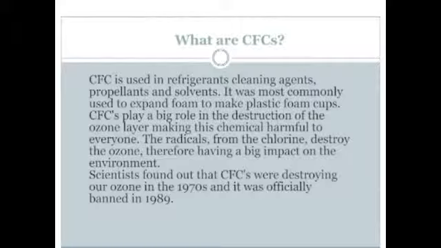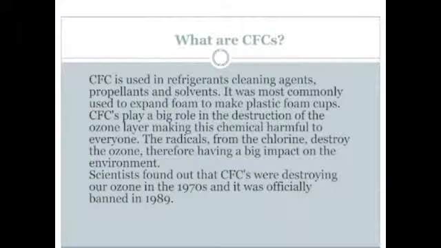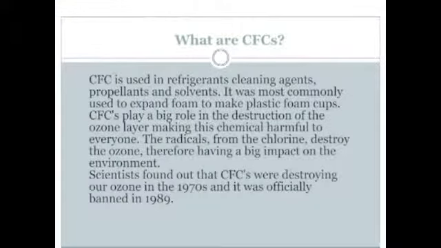CFC is used in refrigerants, as a cleaning agent, propellants and solvents. All the aerosols, those things that we spray, they're called aerosols. It was most commonly used to expand foam to make plastic and foam cups. CFCs play a big role in the destruction of the ozone layer, making this chemical harmful to everyone. The radicals from the chlorine destroy the ozone, therefore having a big impact on the environment.